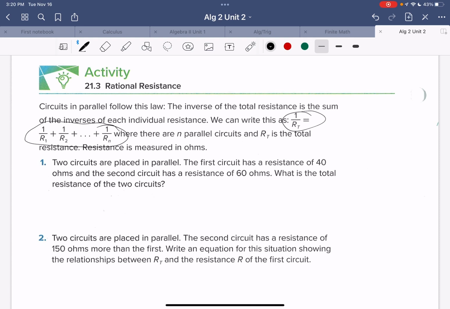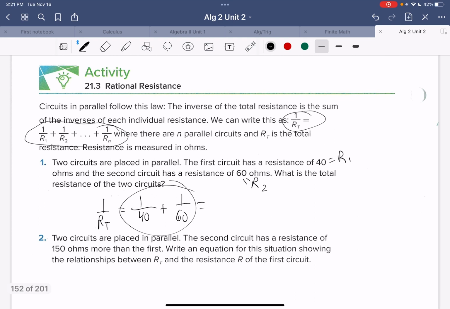The first circuit has a resistance of 40. So that would be the first R. The second is R, I guess we'll call this R1, R2. So the total resistance would be just the first resistance, which is 40, plus the second resistance, which is 60. We add those together, and we get the total resistance. So I'll put that back here, RT, total resistance. So basically, I just got to add those two fractions together and represent it as 1 over something.